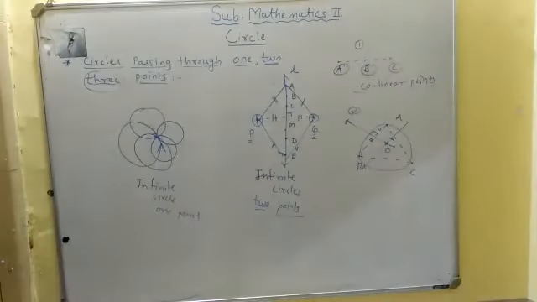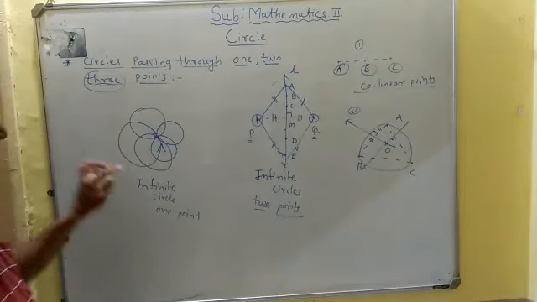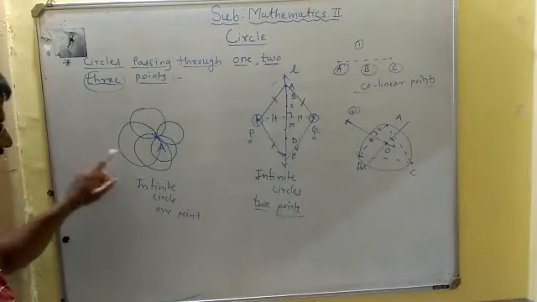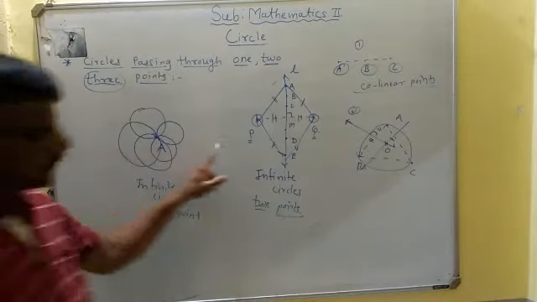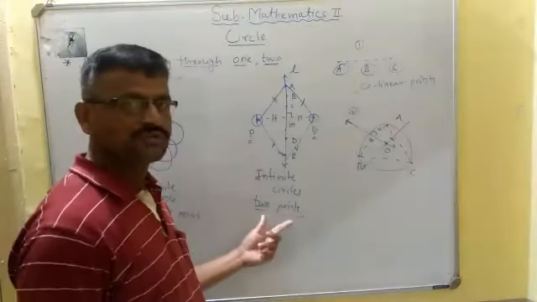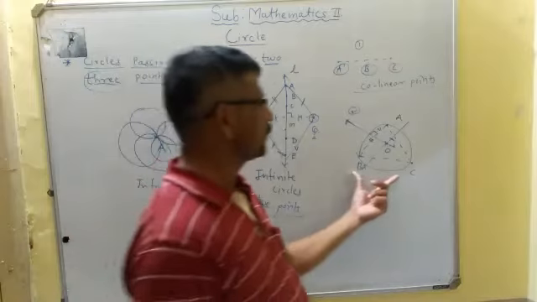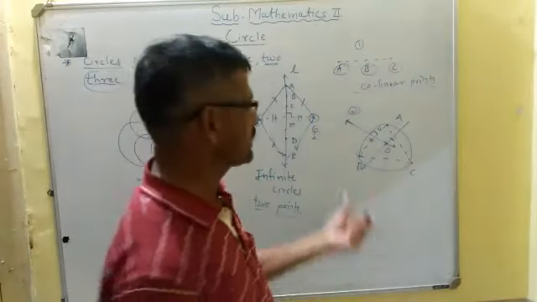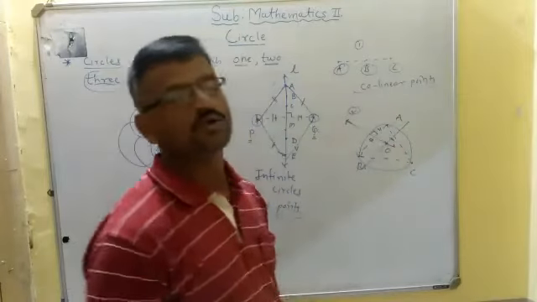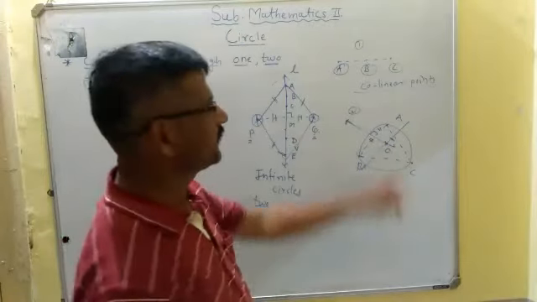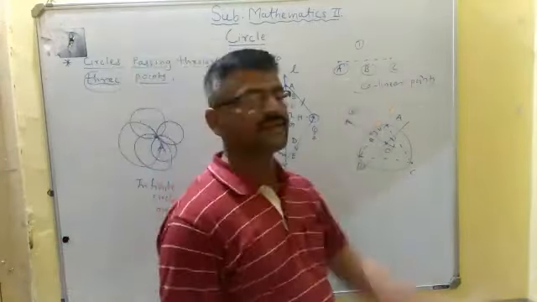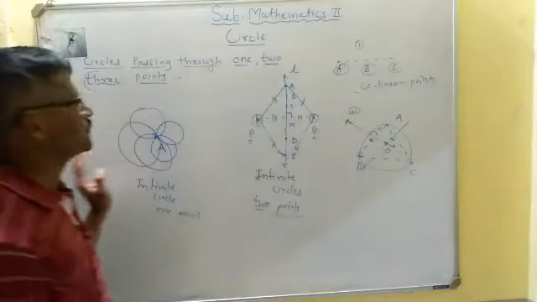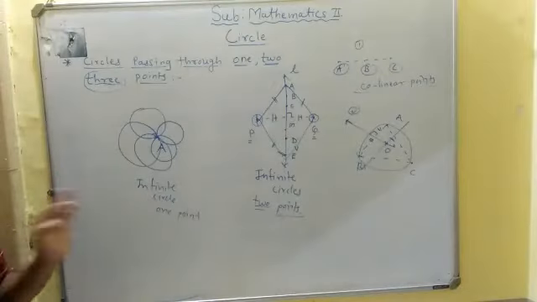Okay, that means we conclude that there are infinite circles passing through a single point, also infinite circles passing through two distinct points, and there is only one circle which passes through three non-collinear points. There is no circle passing through three collinear points. That is the most important concept in our chapter.